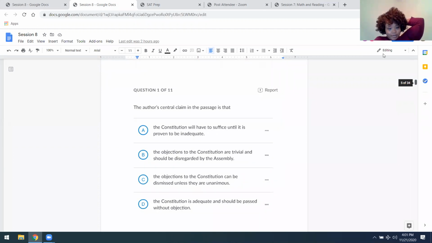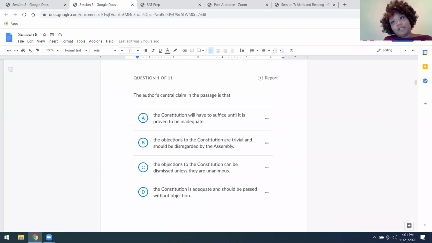Alrighty, so okay, this is always a question, basically, which is asking about the main point or the main idea. So central claim, main idea is the same thing.